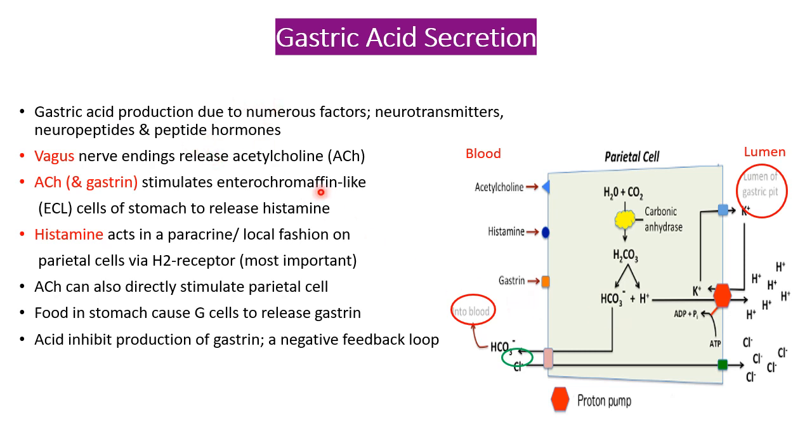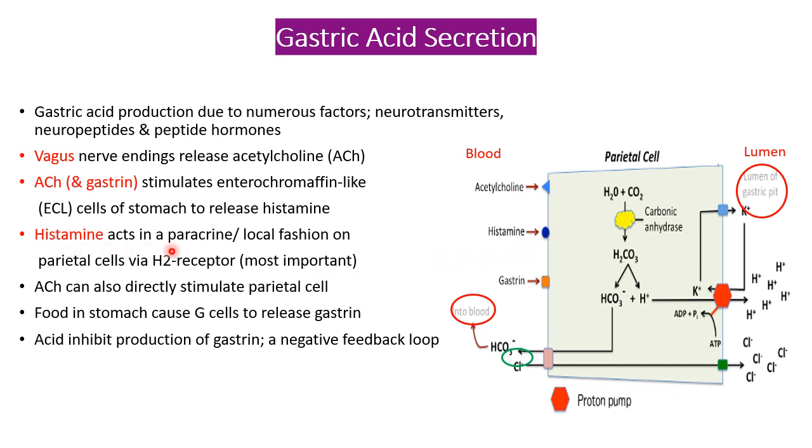Gastric acid secretion. As I said, numerous factors are involved: neurotransmitters, neuropeptides, peptide hormones, and many others in the regulation of acid secretion. The vagus nerves release acetylcholine, which stimulates the acetylcholine receptors on the parietal cell. Acetylcholine and gastrin stimulate the ECL cells of the stomach to release histamine, and this histamine also stimulates the parietal cells through the histamine receptors.